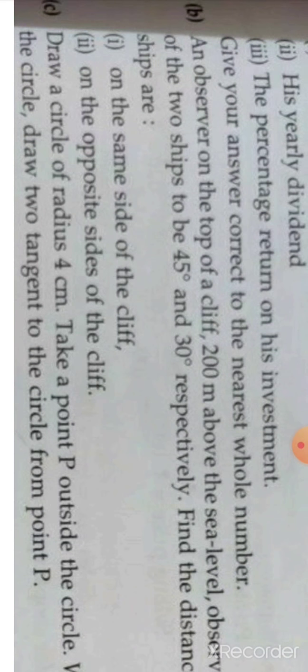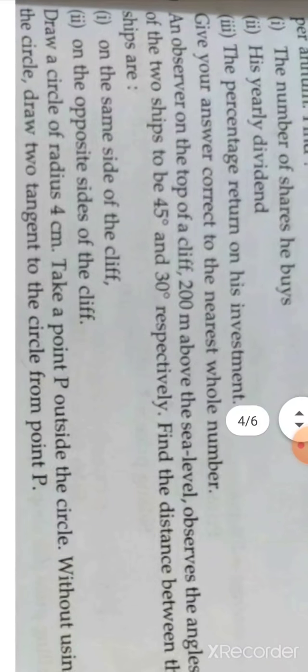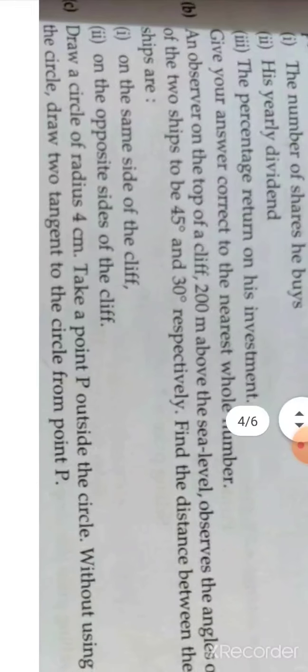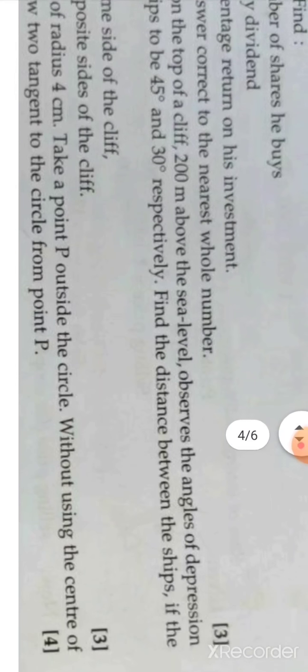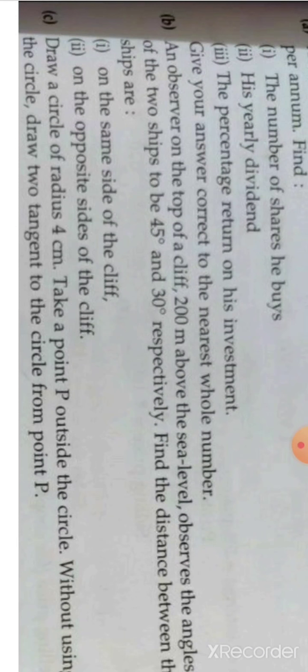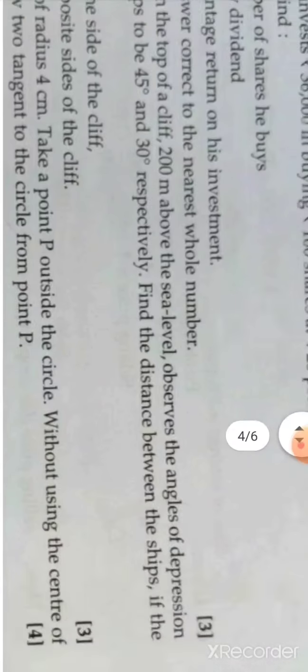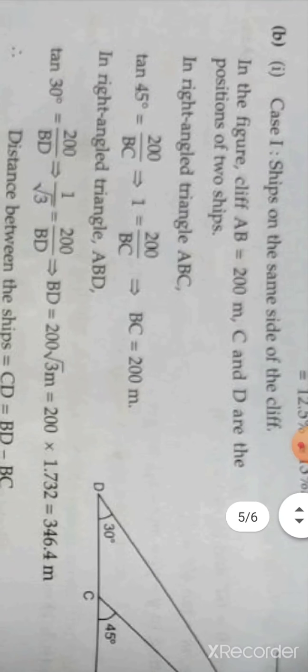An observer on the top of a cliff 200 meter above the sea level observes the angles of depression of the two ships to be 45 degree and 30 degree respectively. Find the distance between the ships if the ships are first on the same side of the cliff and the second is on the opposite sides of the cliff. So this is a 3 marks question. Let us see the solution.